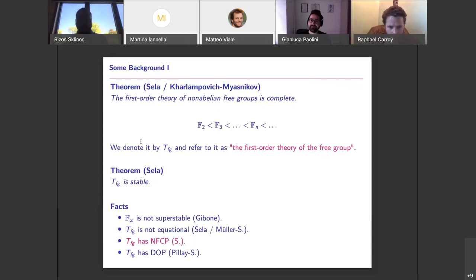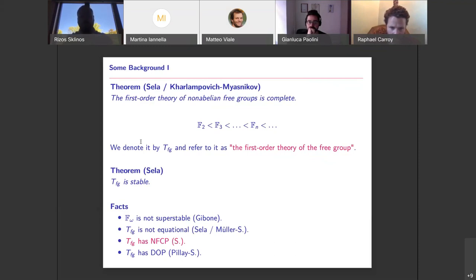Later, with Isabel, I also have to say here that Sela's proof of non-equationality is quite hard. He uses all the machinery of his voluminous work, which expands over like 1,000 pages or so, his proof of Tarski's question. But later we gave, with Isabel, a very elementary proof of the non-equationality of TFG, and our proof extends to all free products which are not Z2 times Z2. So any free product of groups which is not Z2 times Z2 is not equational.